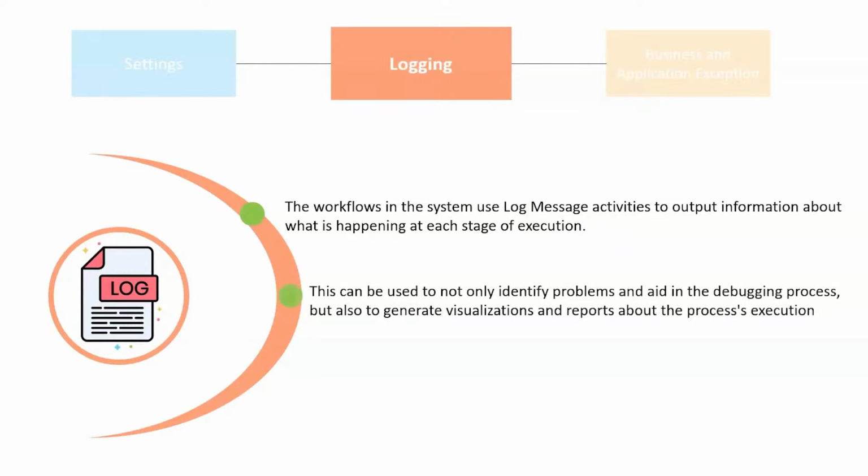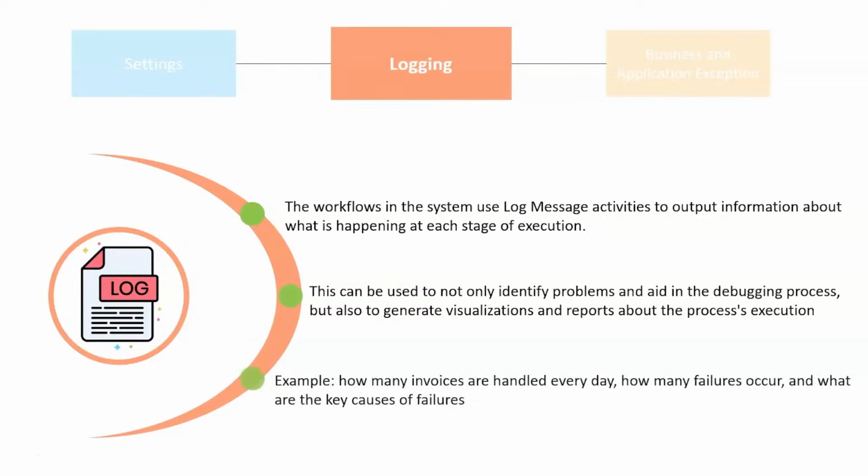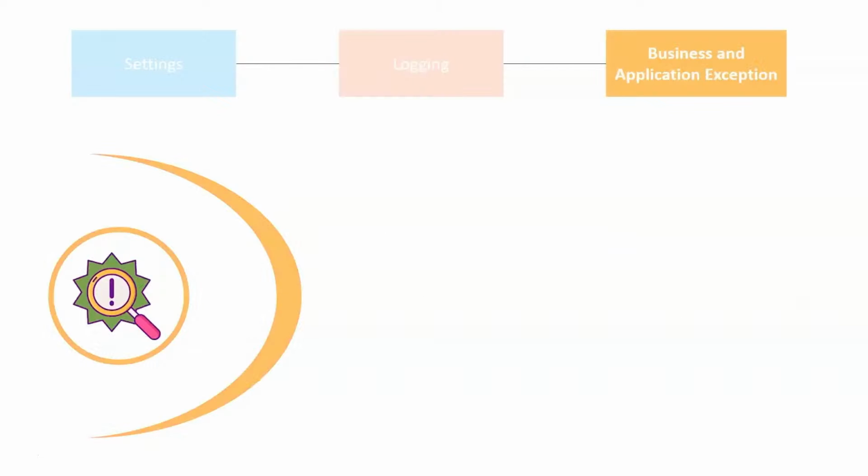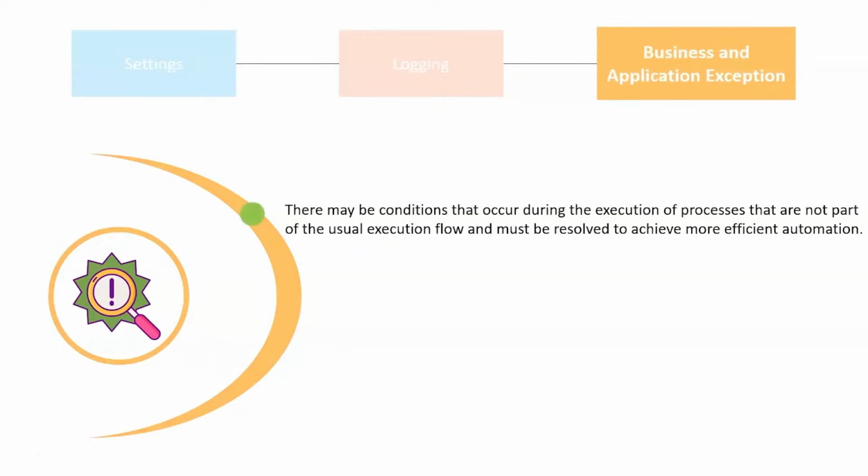This can be used to not only identify problems and aid in the debugging process, but also to generate visualizations and reports about the process execution, like how many invoices are handled every day, how many failures occur, and what are the critical causes of this failure. Business and application execution. There may be conditions that occur during the execution of most processes that are not part of the usual execution flow and must be resolved to achieve more efficient automation.